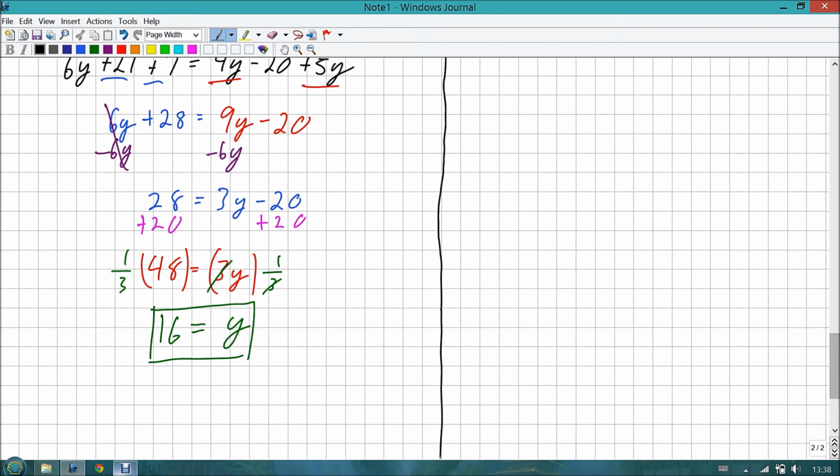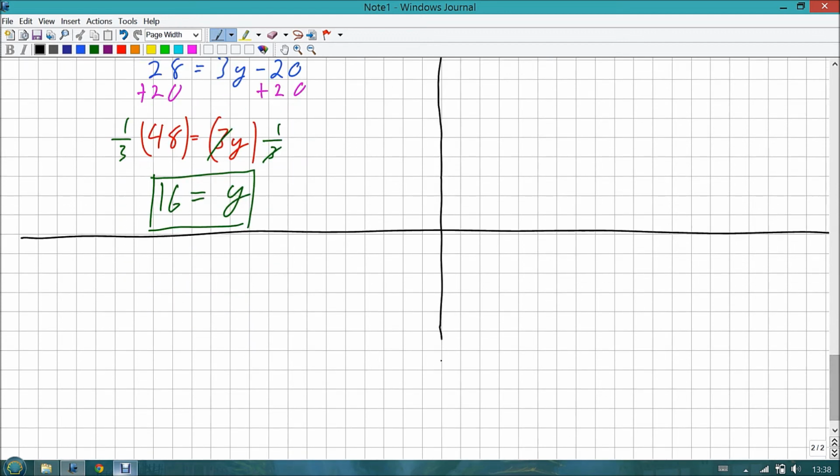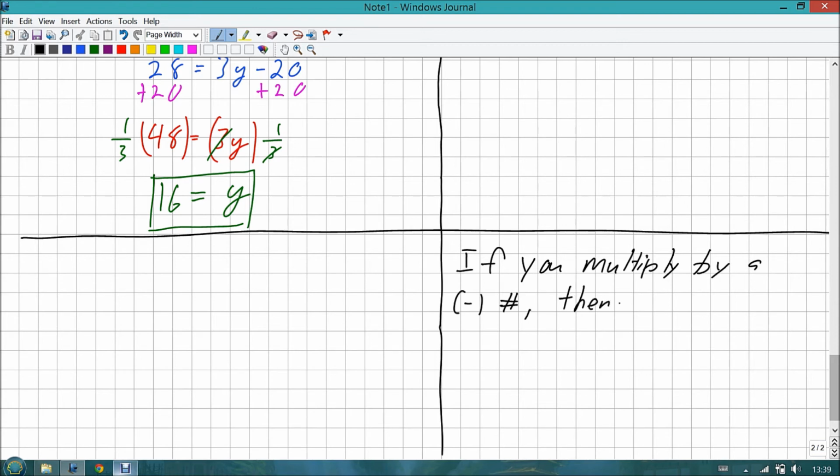Now, what about inequalities? Well, those are a little more complicated. With inequalities, if you multiply by a negative number, then the sign flips. For an example, 4 is obviously less than 10. That is correct, right? Now, the same rule applies.